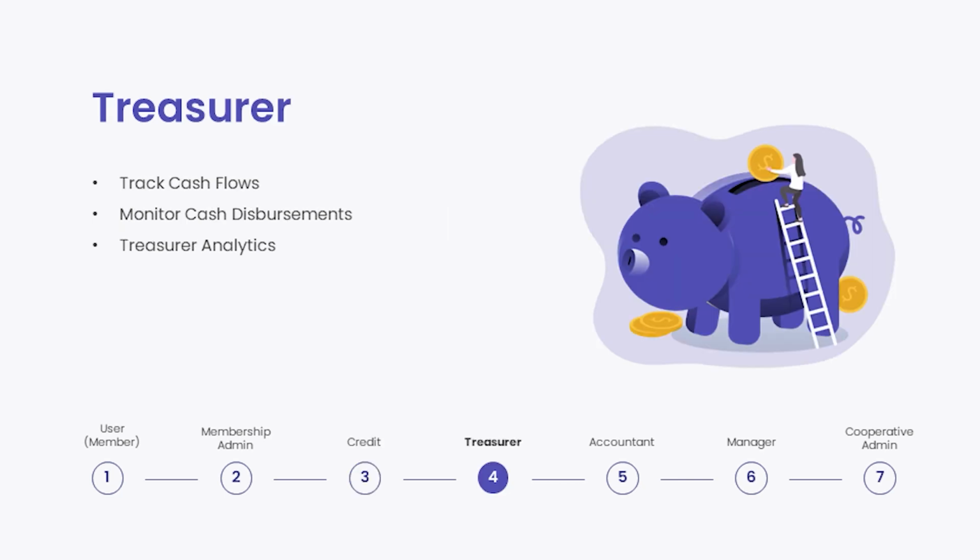The treasurer is in charge of tracking co-op funds. They are in charge of how much goes in and out of the cooperative. They can also monitor the cash disbursements because they are given the authority to review the transactions from the different roles. Lastly, they have access to the treasurer's analytics that gives them an idea of how much funds the cooperative has.